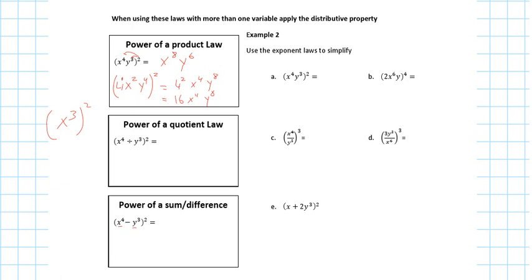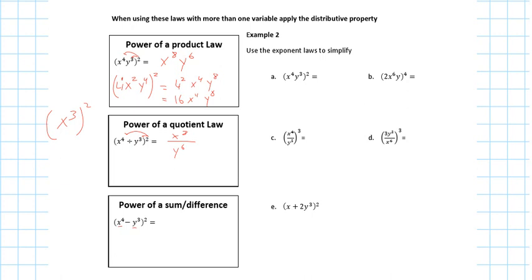How about the division? We call that the power of a quotient law. Same idea. We distribute the exponent to each letter or to each element. So what happened here is I multiply that 2 by each exponent, so I have x8 over y6, or x8 divided by y6, whatever is easier for you to write. Are we okay with this?